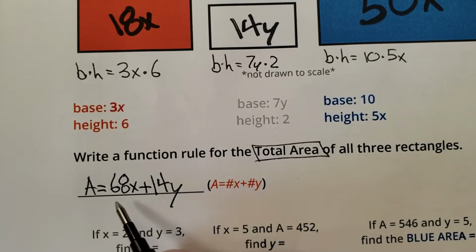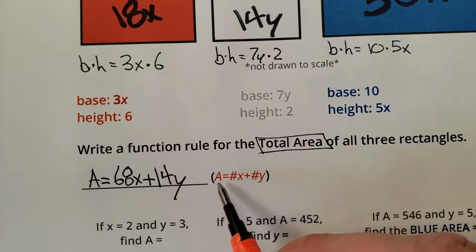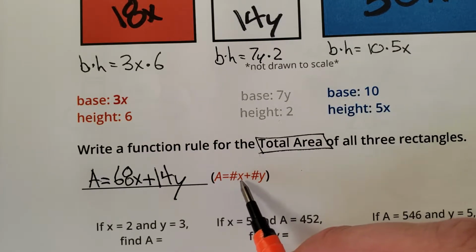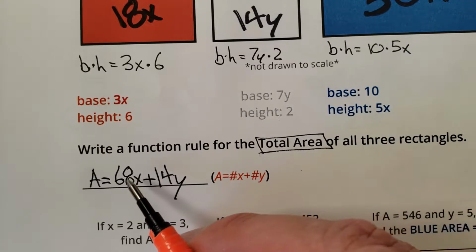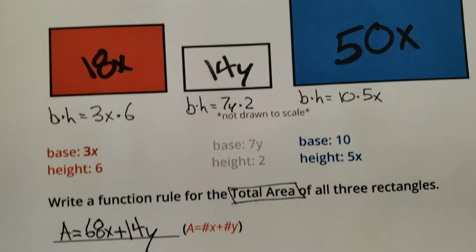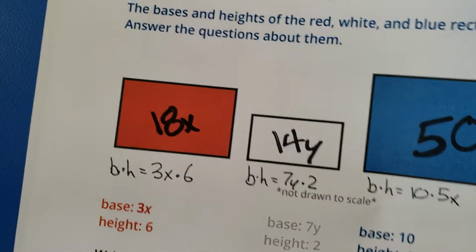With these more complicated answers, I try to give you the suggested format. Well, it's not just a suggestion. This is the only way it'll accept the answer. A equals number times x plus number times y. You came up with a 68 and 14 because you combined the x values, and then there's only one 14y. All right, so here we go. First part done. Let's answer the rest of the questions.